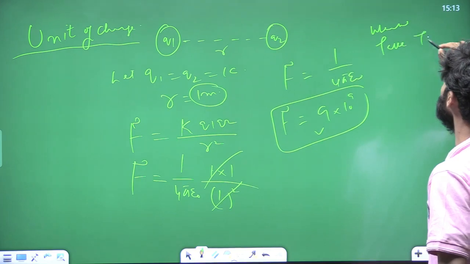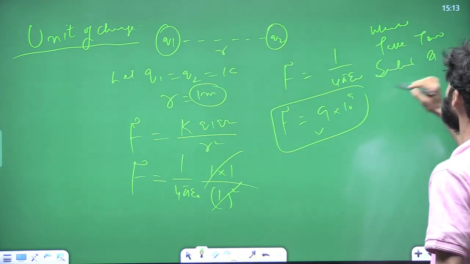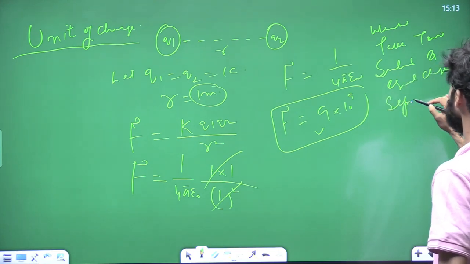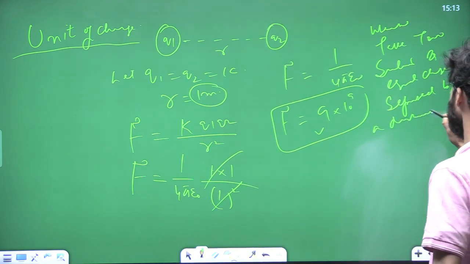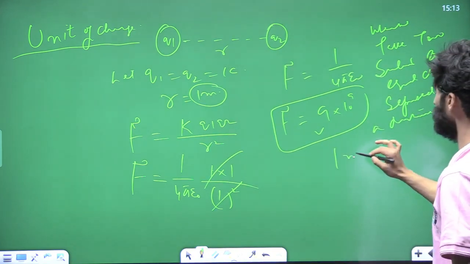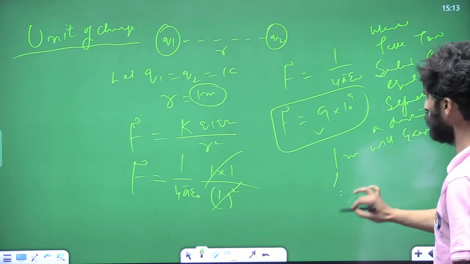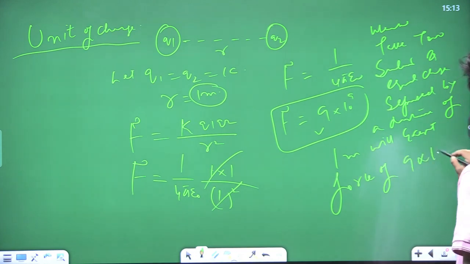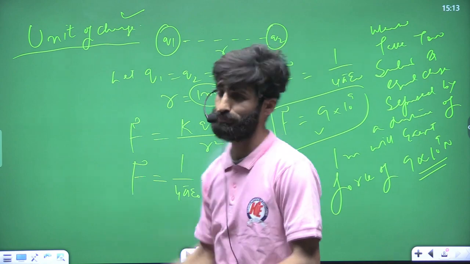That's why we say that two similar and equal charges separated by a distance of 1 meter will exert a force of 9 into 10 the power 9 Newton. That's how we define the unit of charge.